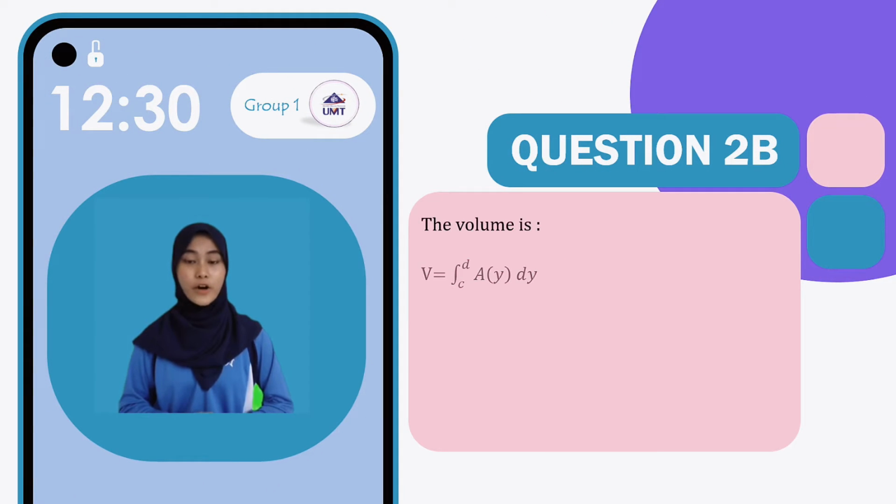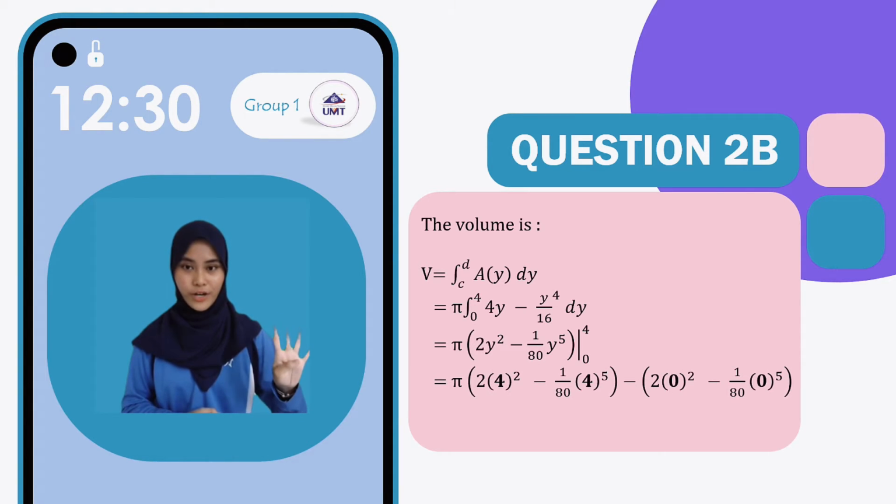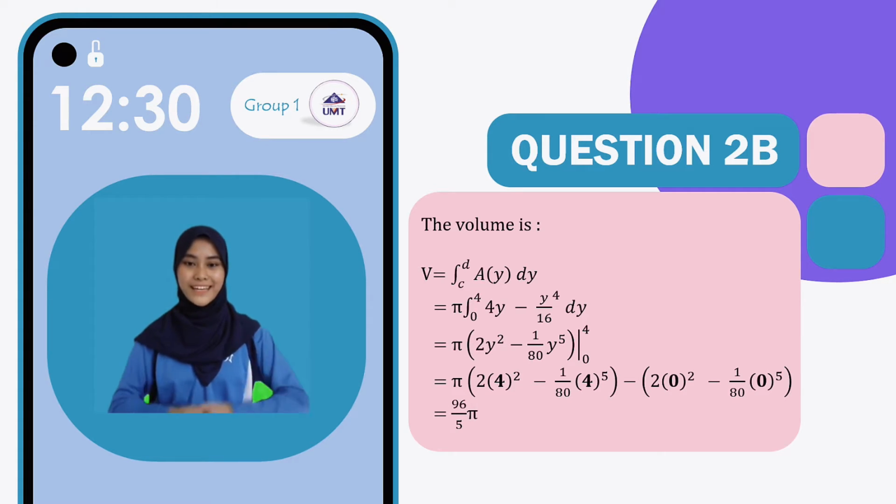Next, just integrate the area of the washer from 0 to 4 and pull the pi out of the integral to get the integral of 4y minus y to the power of 4 over 16, dy. Integrating 4y gives us 4y squared over 2, which simplifies to 2y squared. Then, integrating y to the power of 4 over 16 gives you y to the power of 5 over 80. By substituting y equals 4, we get 96 over 5, while for y equals 0, we get 0. By multiplying the answer by pi, the volume is equal to 96 over 5 pi. That's all.